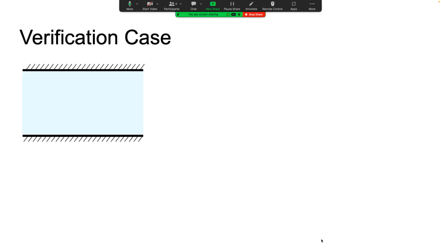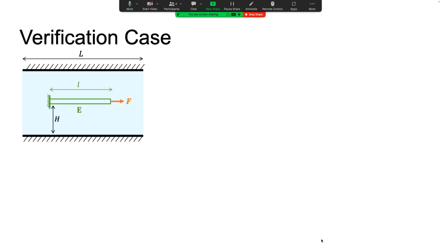So one of the simplest verification cases is a 2D Couette flow, but the walls are not moving, and you place in it a solid body with an elasticity at the middle of the domain, and you assume that it is being stretched with a force to the right-hand side. You assume that the h is very, very small compared to the body.